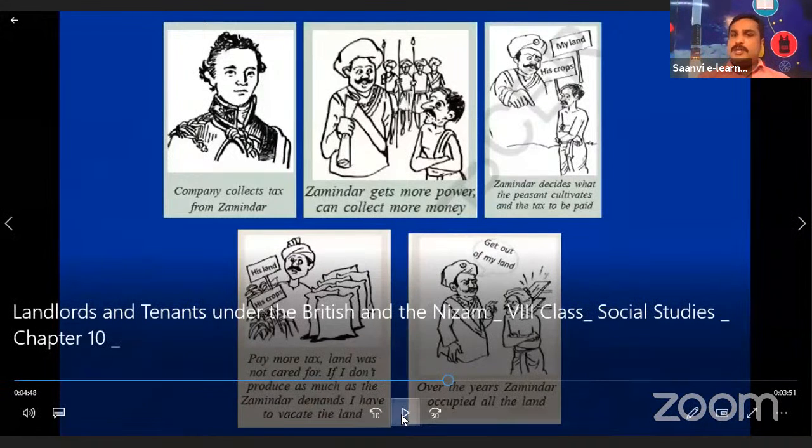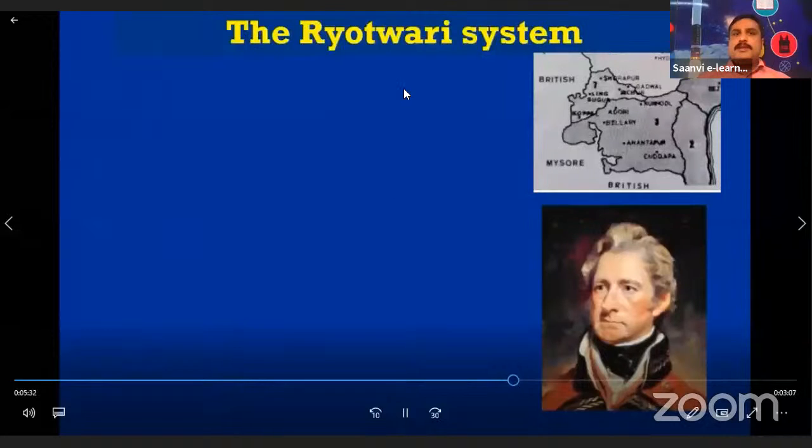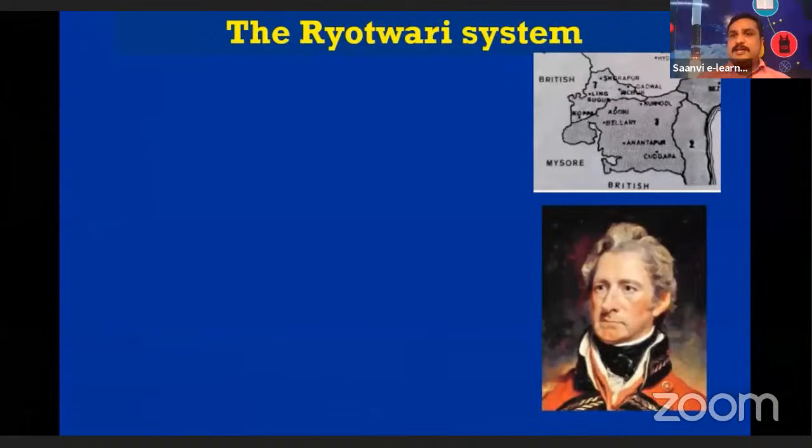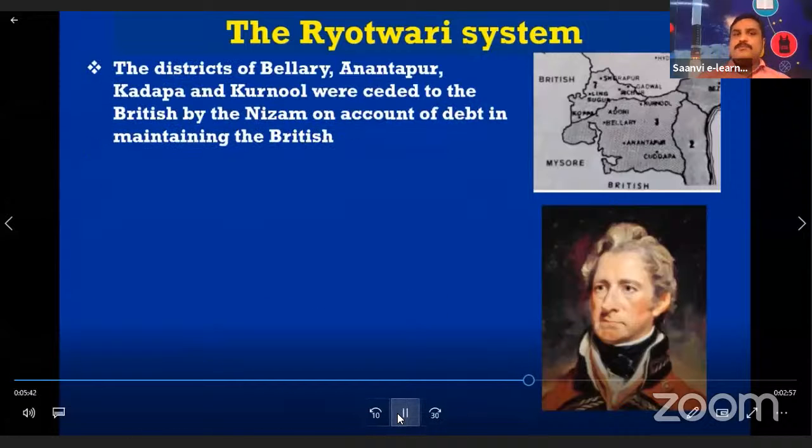Okay, children, please note it down in your running note. Settlement, the company gave. Okay, so now next, the produce-as-much-as-can-find system which we see here. Next system here we have the Ryotwari system. Very important next term, Ryotwari system. What is Ryotwari system? Let us see what it is.